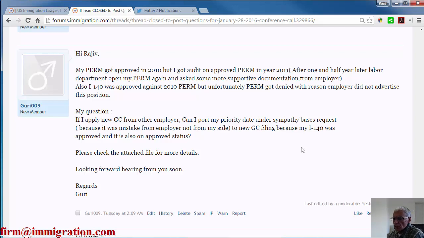Well, there is no sympathy basis for carrying forward the I-140 priority date, Guri. The way it works is, if the I-140 is approved, you can carry your priority date forward. But if it is revoked for error or fraud, you definitely cannot carry it forward. This looks like error. So that I-140, which was erroneously approved, is a non-entity.